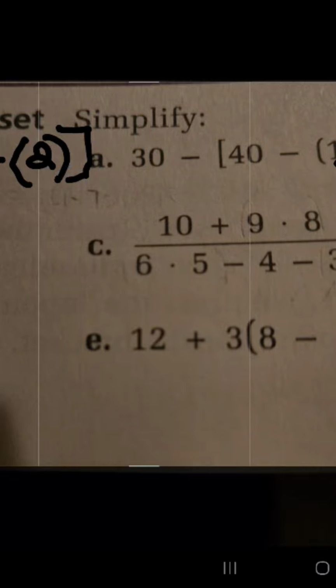Okay, so now, again, we're working from the inside out. So now we do everything that's in the braces. That's what those are called right here. These are braces. Notice how they're kind of squared off on the end. That's the difference between the parentheses and the braces. So we're going to do 40 minus 2. Well, what's 40 minus 2?